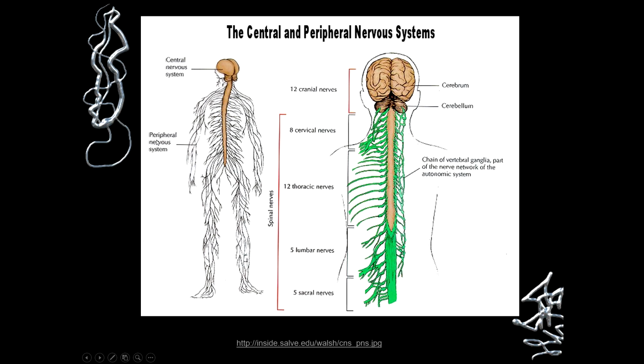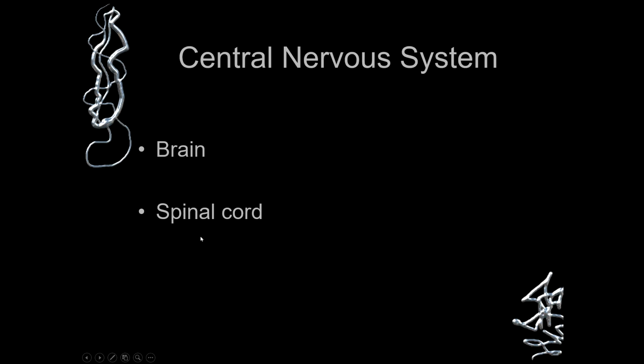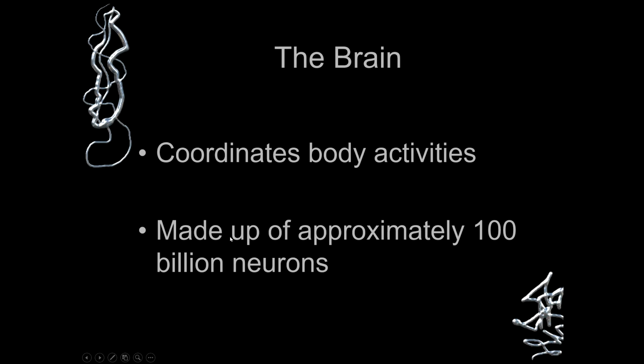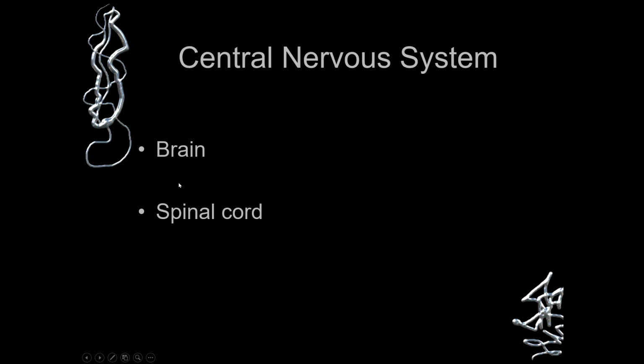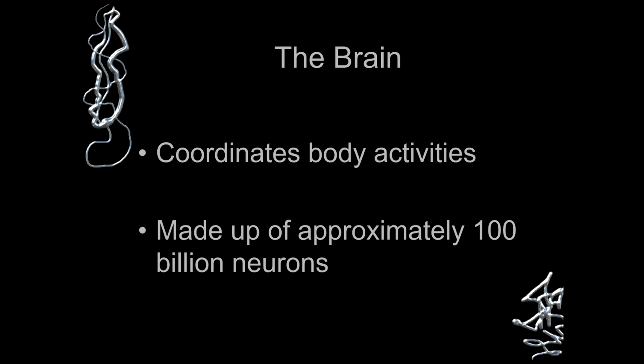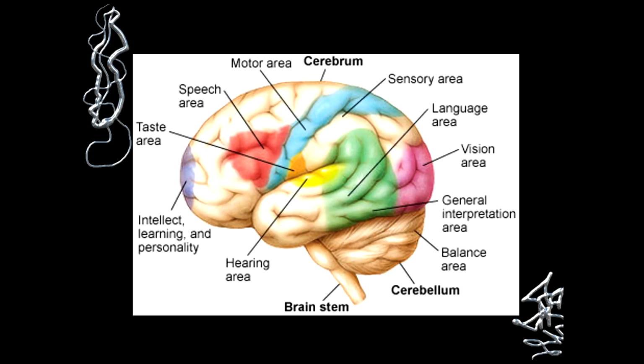So we just discussed our central nervous system and peripheral nervous system. The central nervous system, which is on the top, comprises the brain and the spinal cord. Then the brain, in a little more detail, coordinates the body activities and is made of approximately 100 billion neurons. Even modern scientists are still not able to come to an exact number. Around 100 billion, we can say. It could be 150 billion or 200 billion as well.